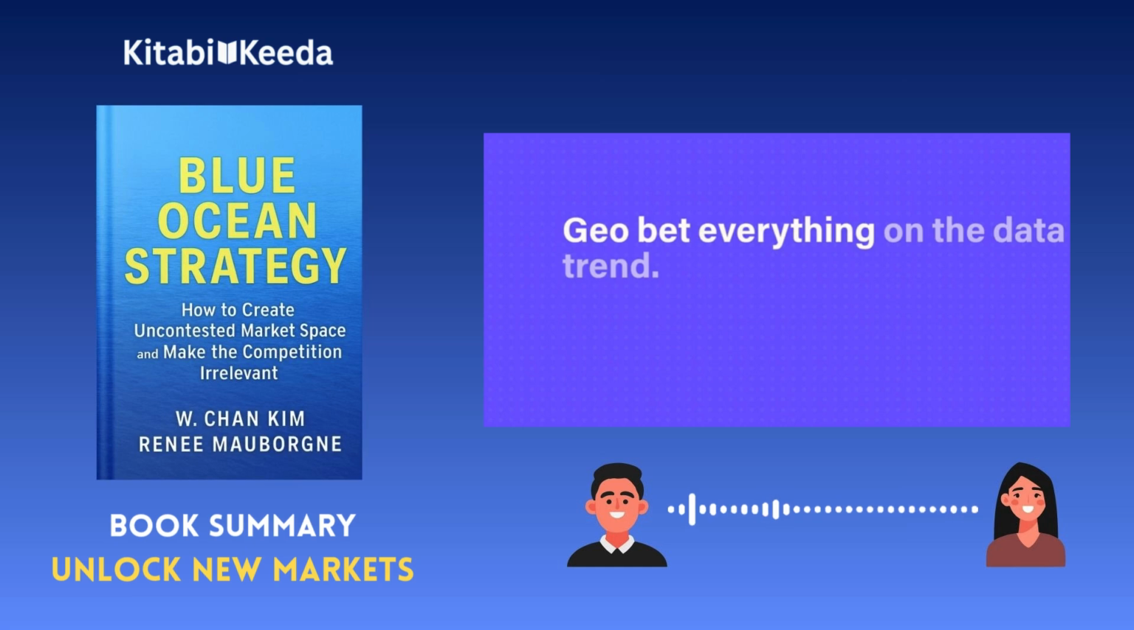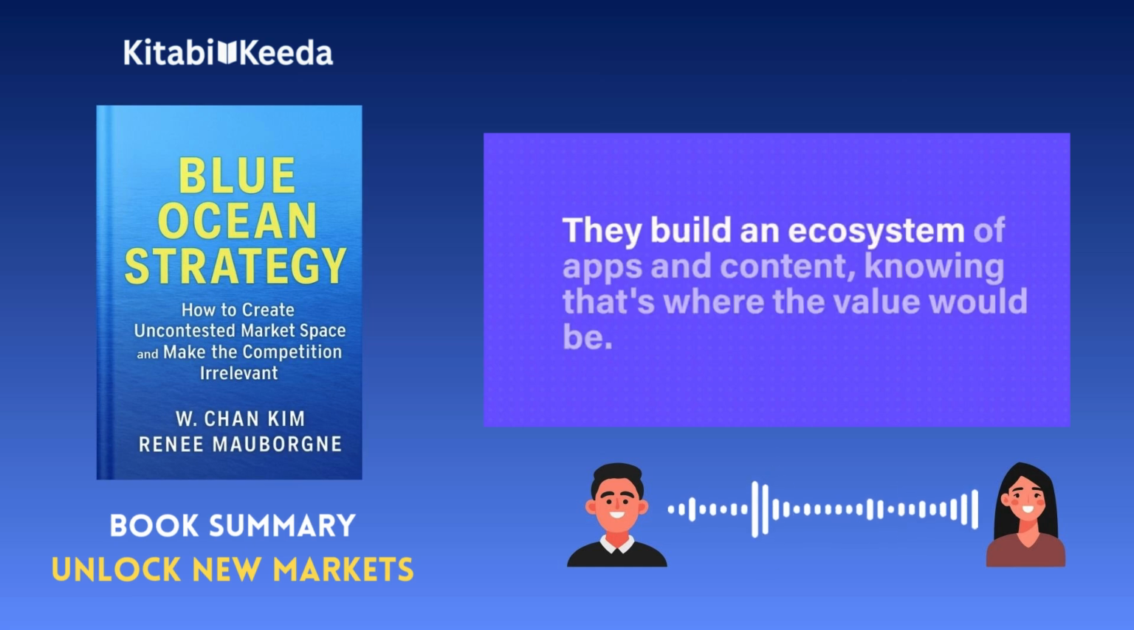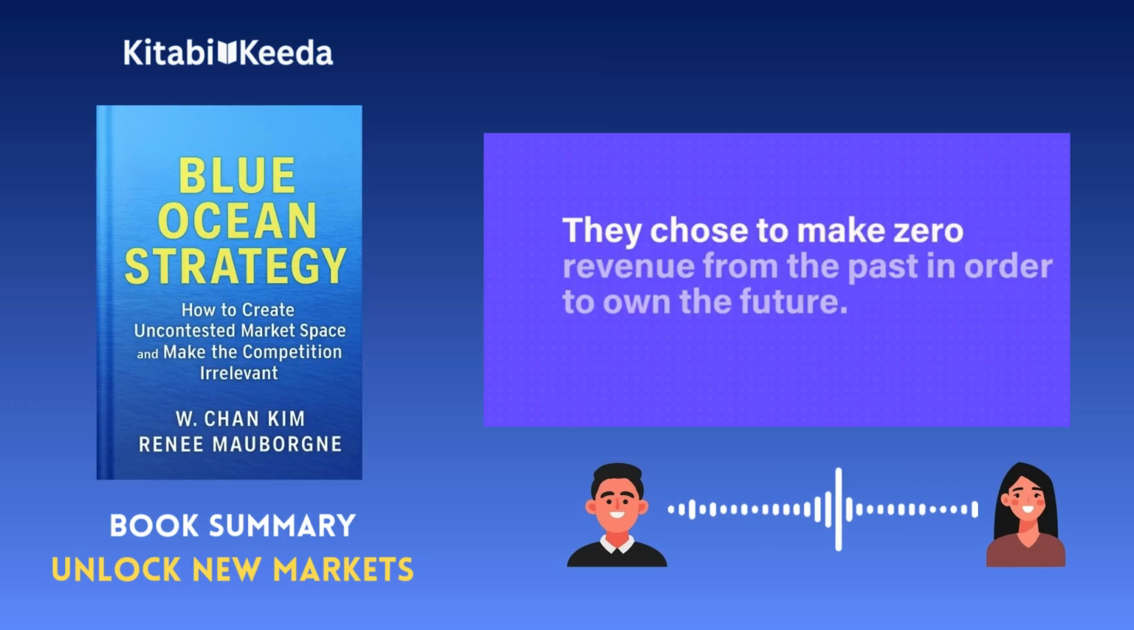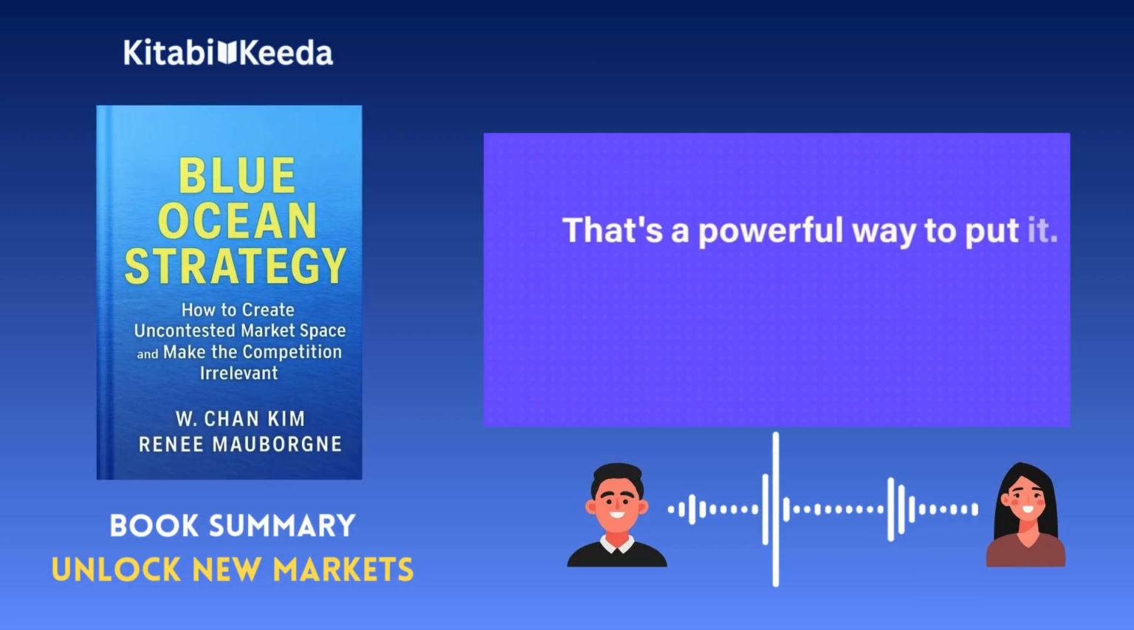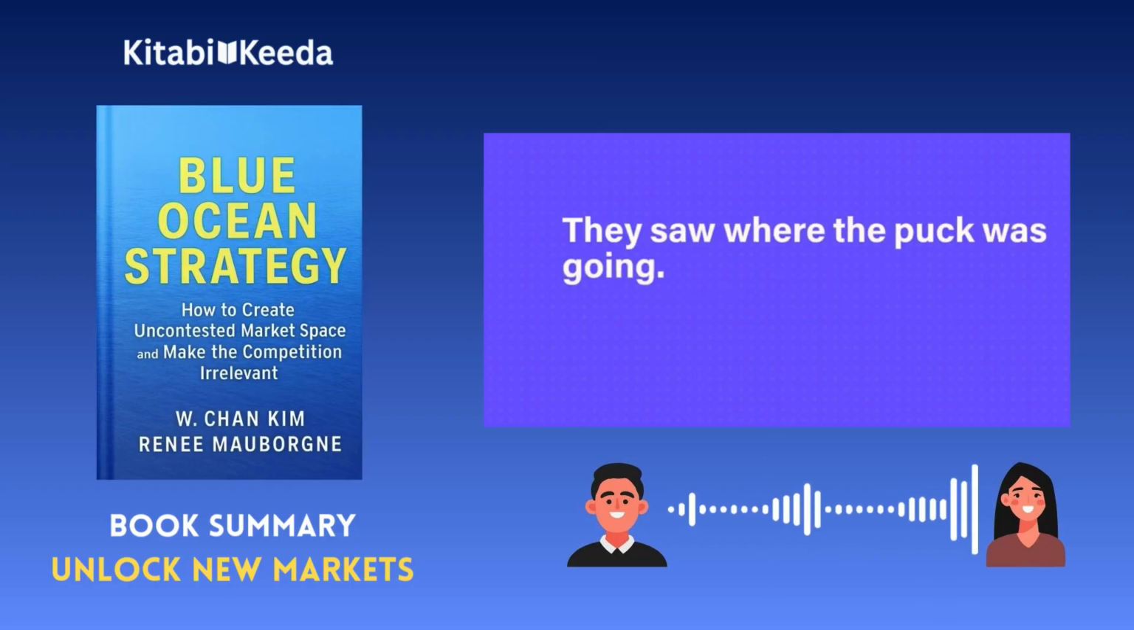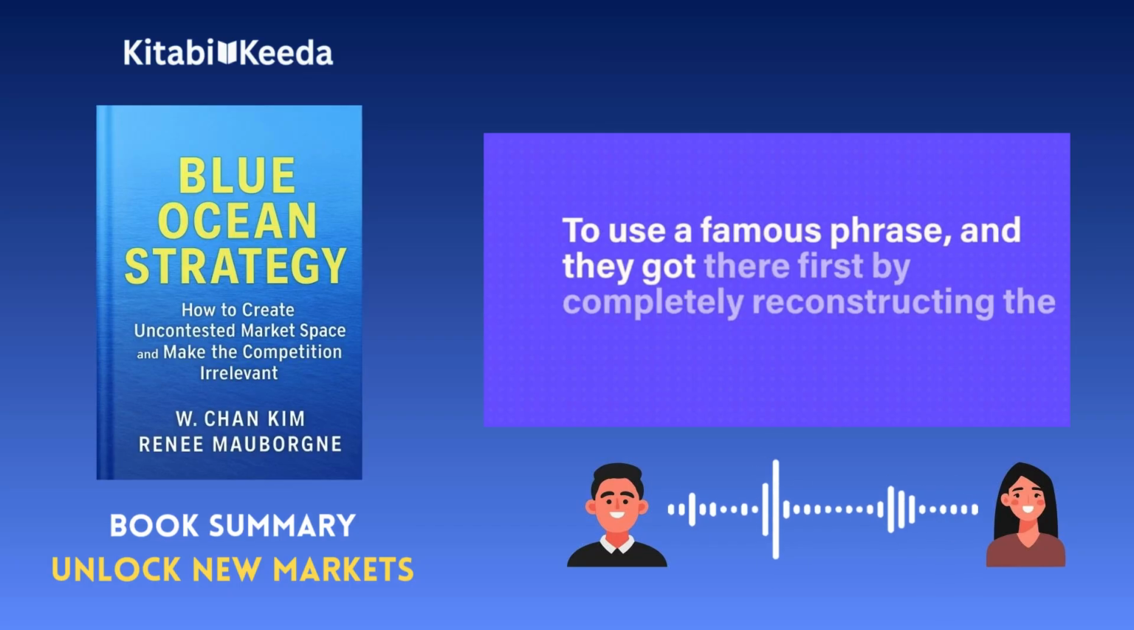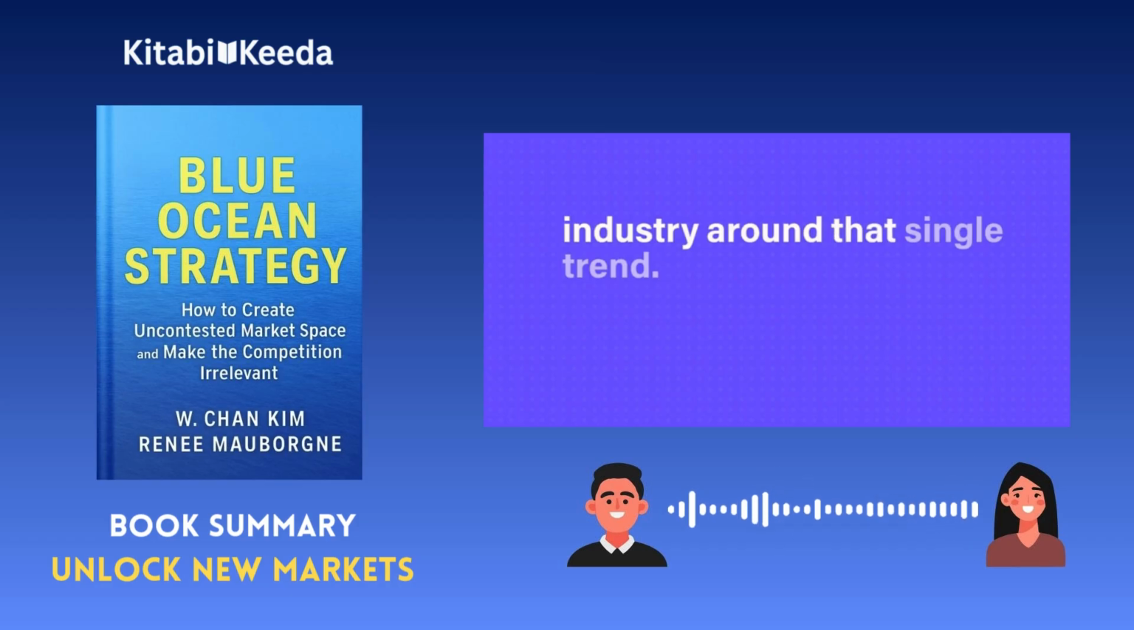Jio bet everything on the data trend. They built an ecosystem of apps and content, knowing that's where the value would be. They chose to make zero revenue from the past in order to own the future. That's a powerful way to put it. They saw where the puck was going, to use a famous phrase, and they got there first by completely reconstructing the industry around that single trend.